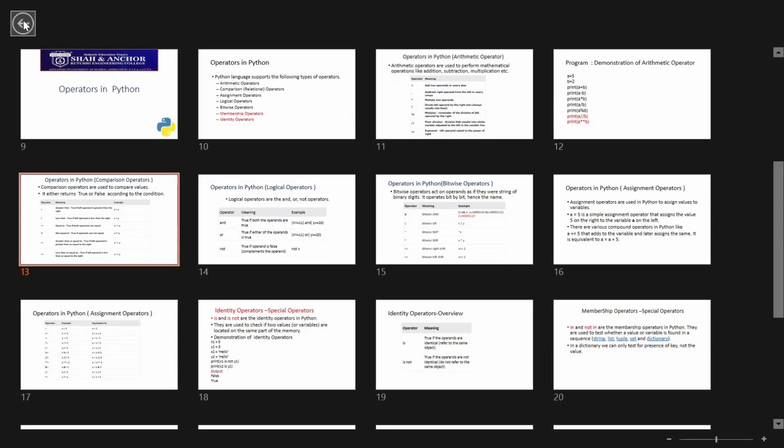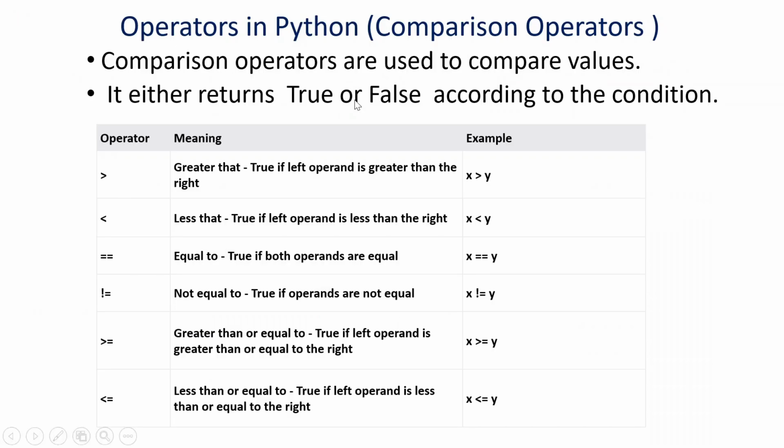Next, comparison operators. Comparison operators are used to compare values. They return either true or false according to the condition. So these are the operators: greater than, less than, equal to, not equal to, greater than or equal to, and less than or equal to. They are used inside conditions.